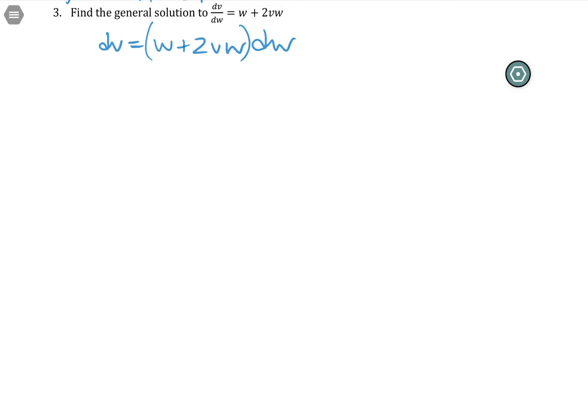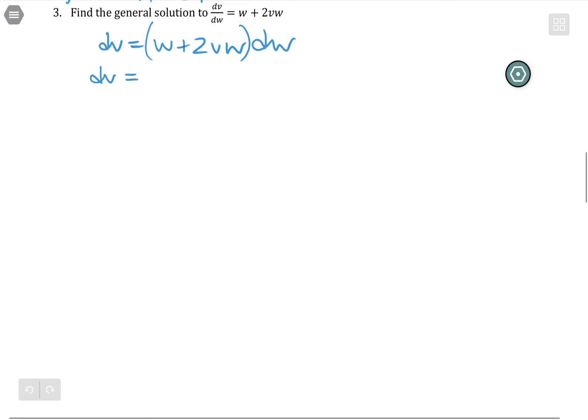I can't subtract the w without distributing the dw through first. And then if I subtracted that, I'd have dv minus w dw. Not so great for my integrating. So instead, what I want to do is factor.